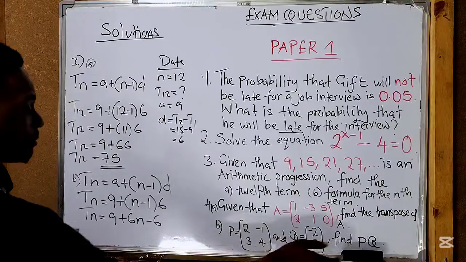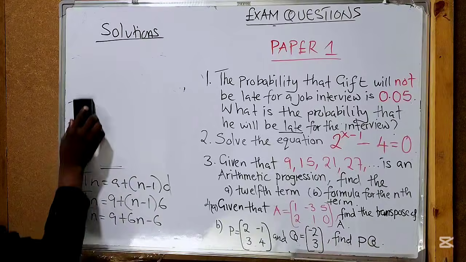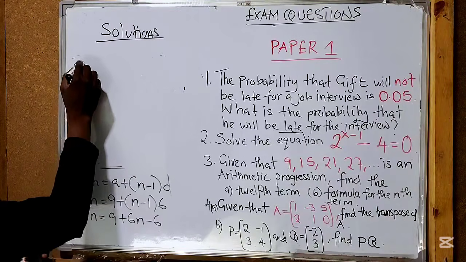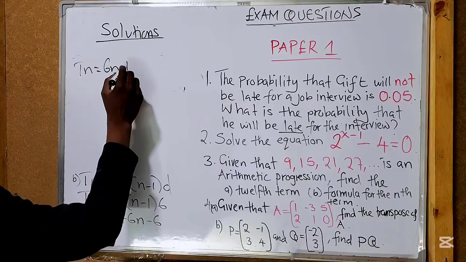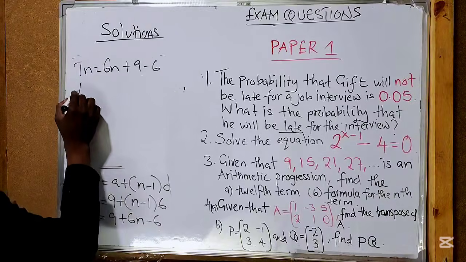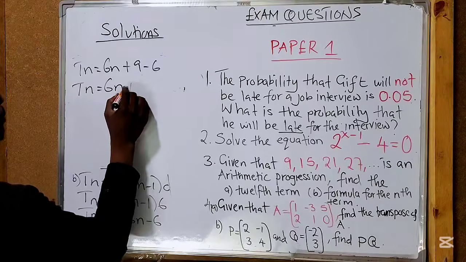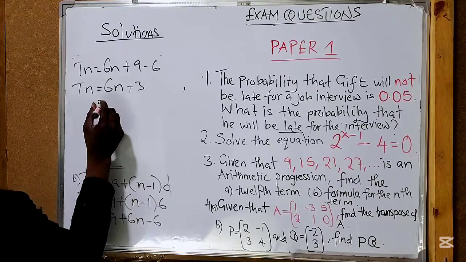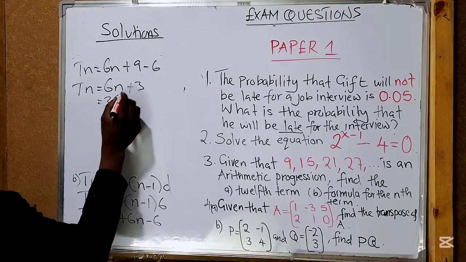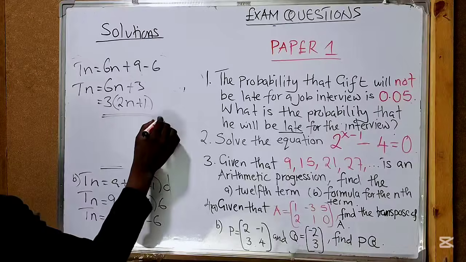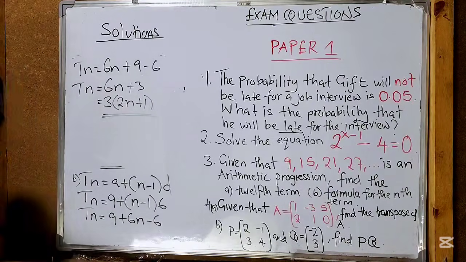Collect like terms. Let me solve it from the top here. Okay. So we have Tn is equal to, let's start with n, 6n plus 9 minus 6. So Tn is equal to 6n. 9 minus 6 is 3. So we have positive 3. We can factorize here. 3 is common. 3 can go into 6 two times. Here it is just 1. And this is the formula for the nth term of an AP. Simple. Are we together? Very good.